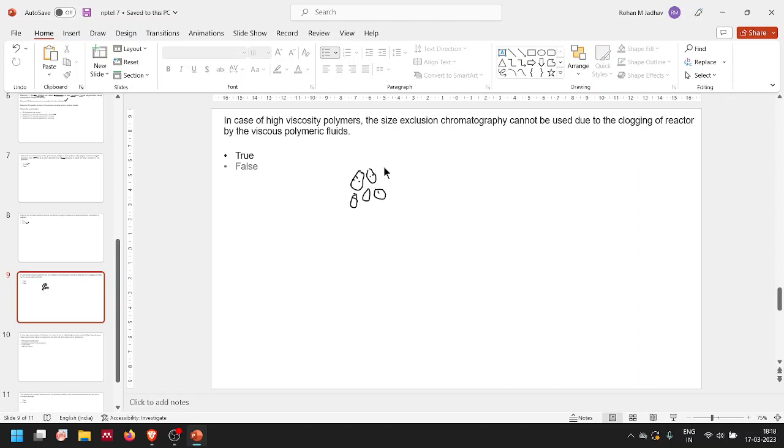the high viscosity polymers and polymeric fluids, which might have broad distribution, can be separated or classified through these pores, and because of that standard distribution can be obtained in case of high viscosity polymers. So GPC or SEC is suitable for polymers containing large and small size molecules, and it is very much applicable for the radical polymerization process. So the statement that this process cannot be used due to clogging of the reactor is false.